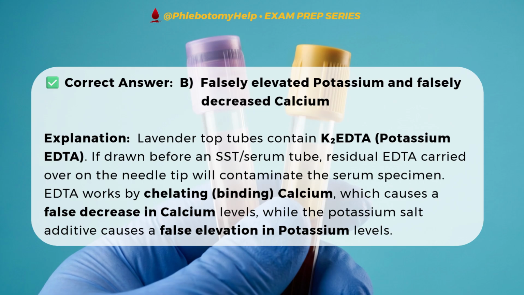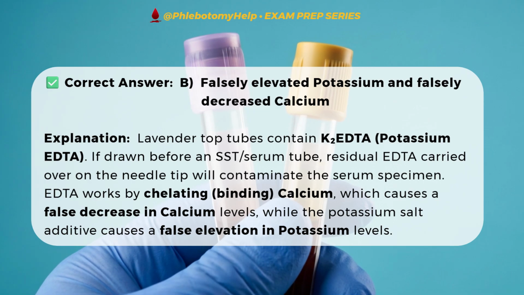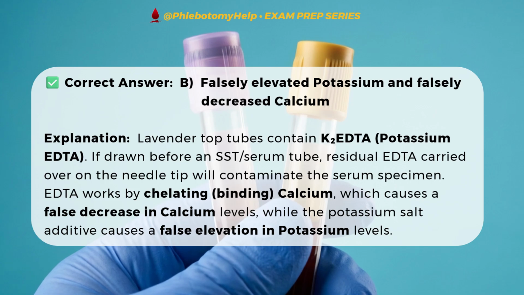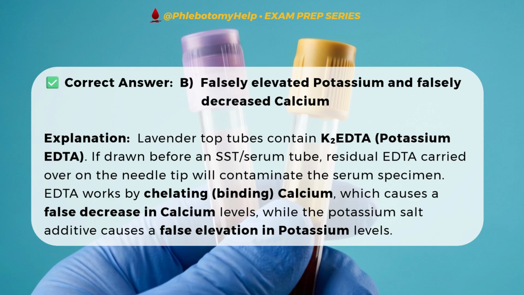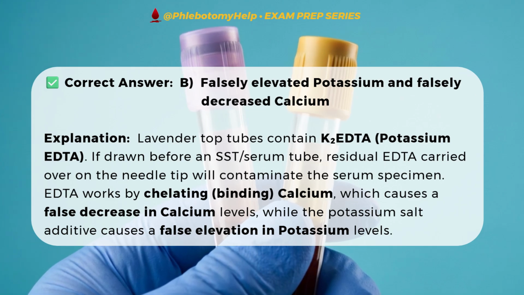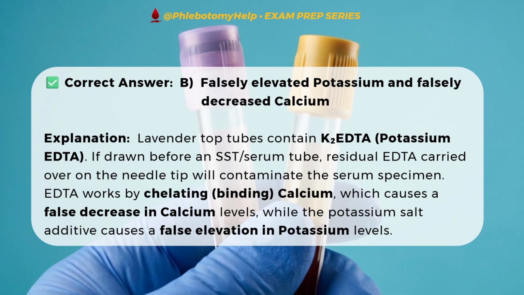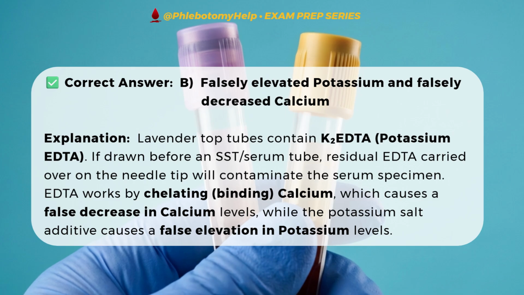Lavender top tubes contain potassium EDTA. If drawn before an SST serum tube, residual EDTA carried over on the needle tip will contaminate the serum specimen. EDTA works by chelating calcium, which causes a false decrease in calcium levels, while the potassium salt additive causes a false elevation in potassium levels.